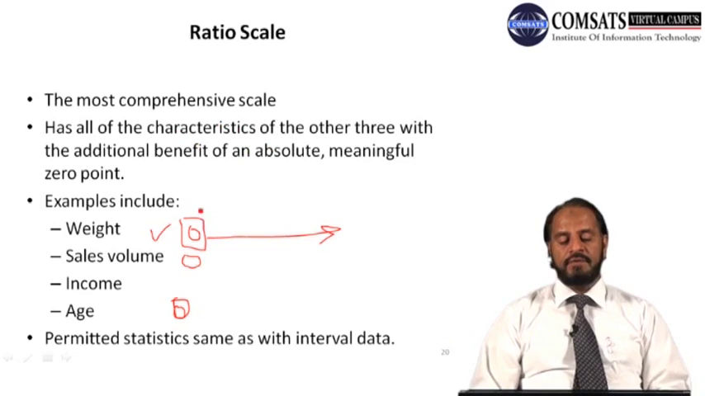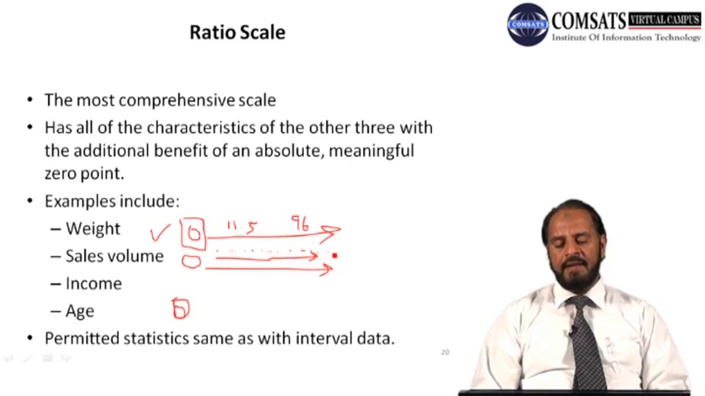A ratio scale allows you, if you're giving weight, to say 11.5, or 96, or 0 if you have no weight, which you might come across while collecting some kind of data. Or volume, where you might not have any sales. You might have millions, trillions, or 0. So the information you have is open. The extent of the information you can get is limitless.